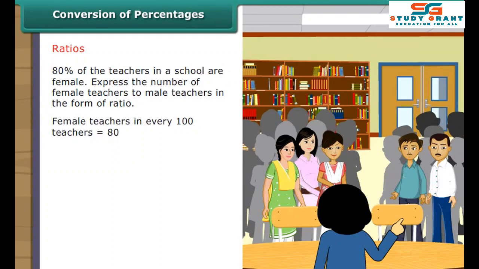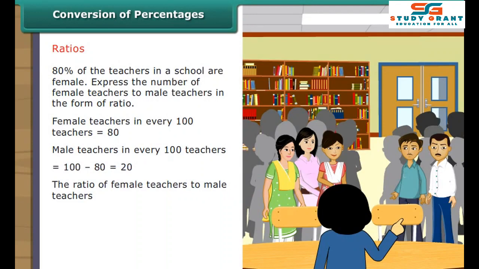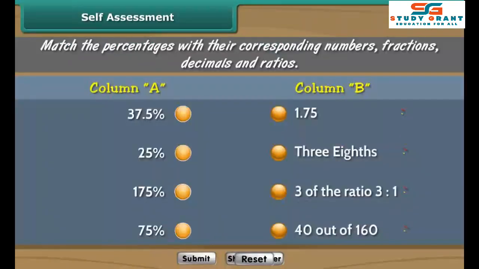Female teachers in every 100 teachers is equal to 80. Male teachers in every 100 teachers is equal to 100 minus 80, which is equal to 20. The ratio of female teachers to male teachers is equal to 80:20, which is equal to 8:2, which equals 4:1. Self-assessment. Match the percentages with their corresponding numbers, fractions, decimals, and ratios.